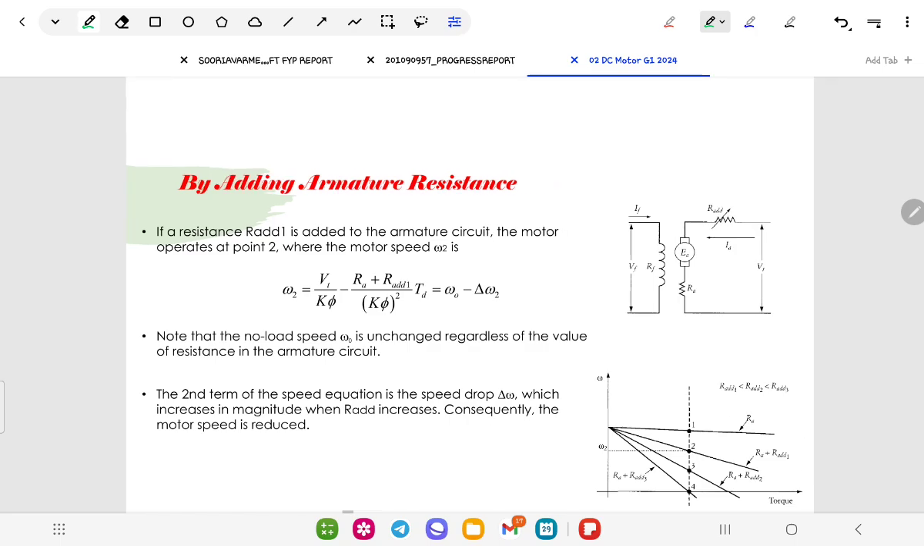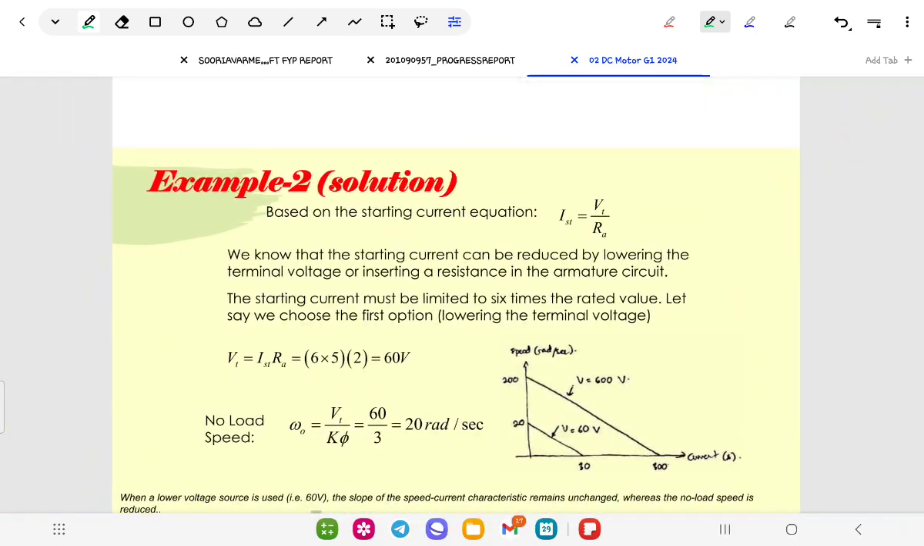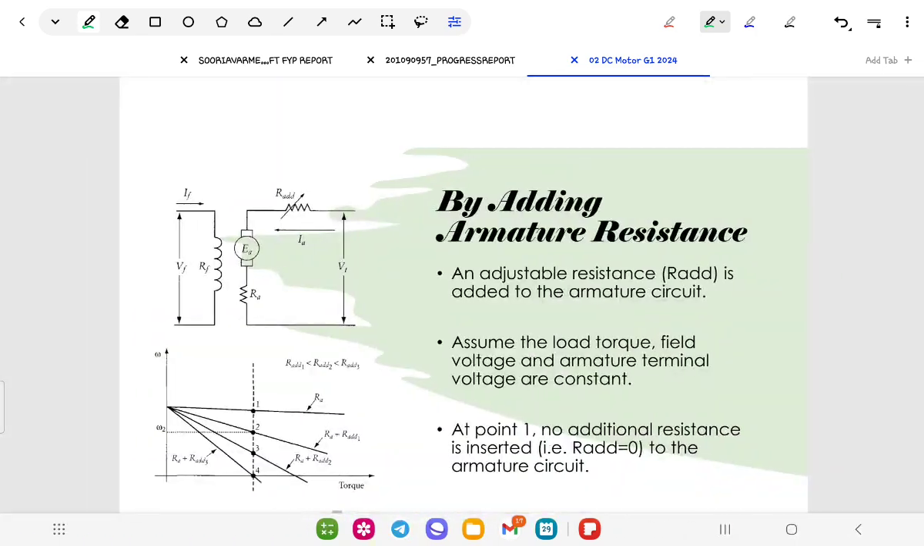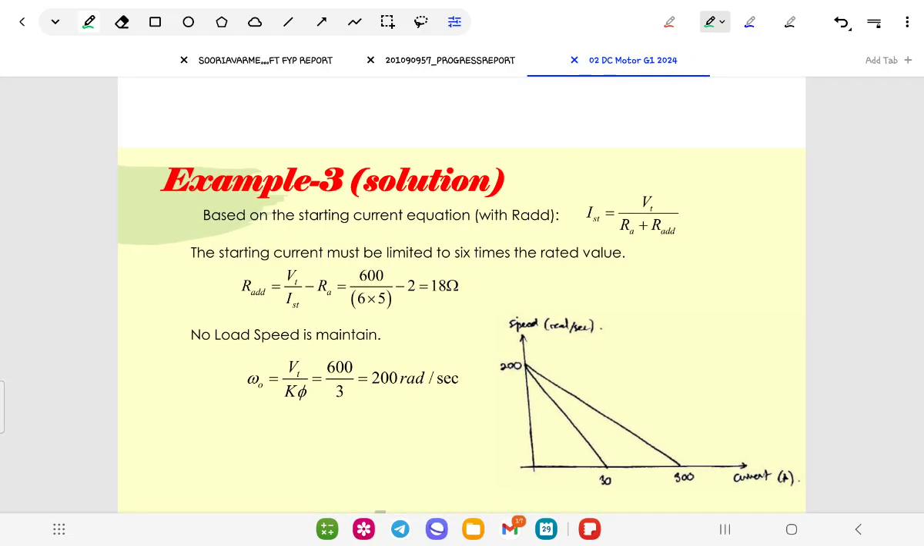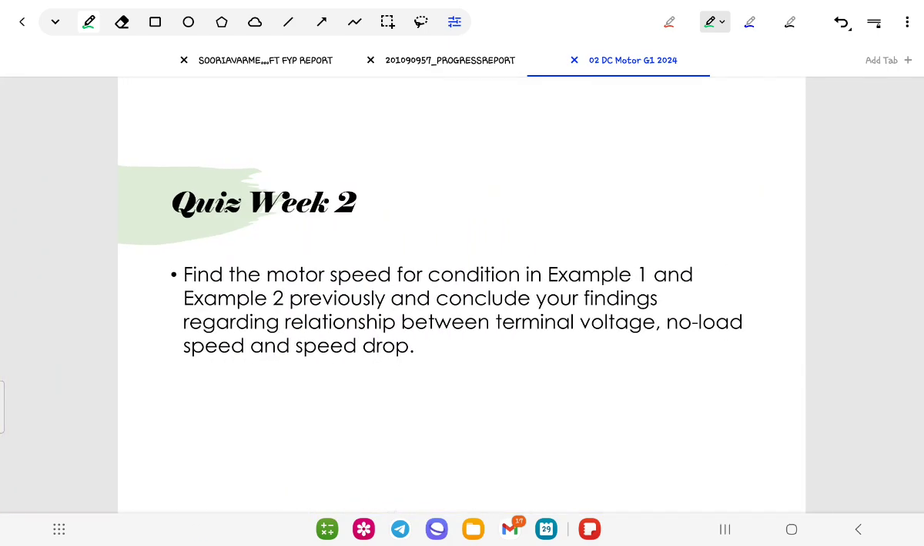To end my lecture, asynchronously, let's do a quiz. Quiz for week 2. What you need to do is find the motor speed for the conditions in example 1 and example 2 from the previous example, and conclude your findings regarding the relationship between terminal voltage, no load speed, and speed drop. You may draw a graph to help your explanation.